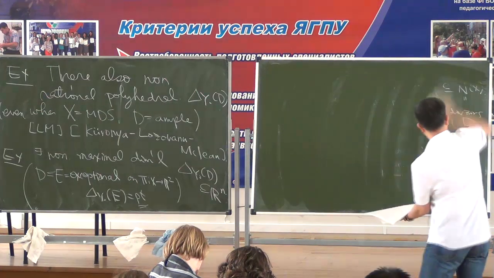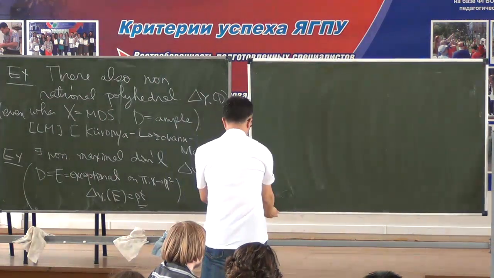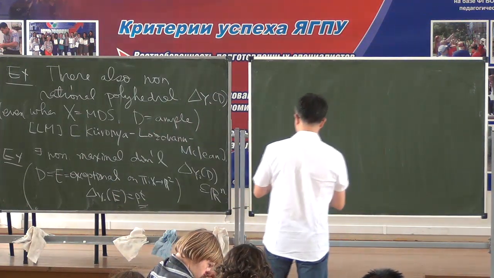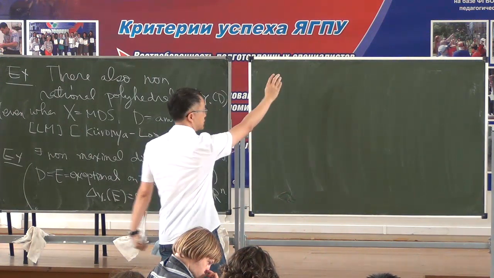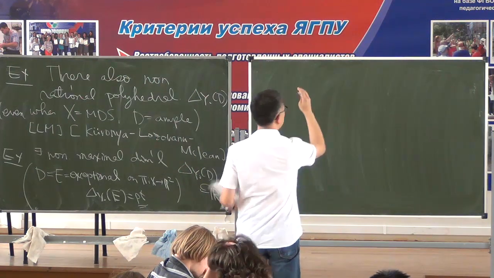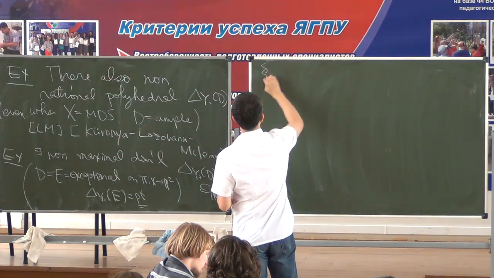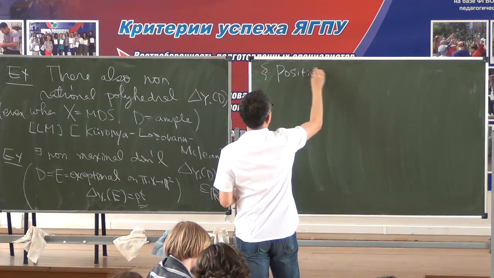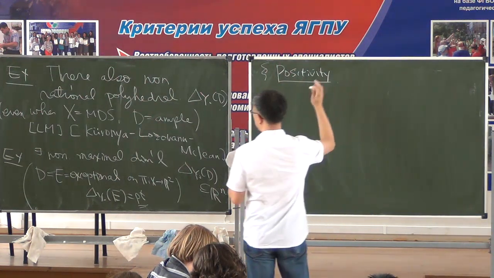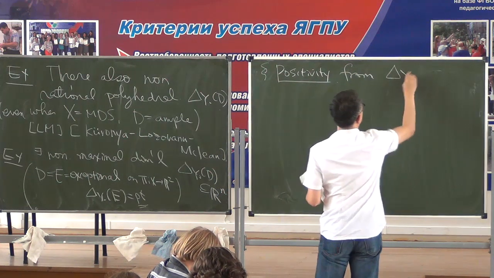Okay, so now, in the beginning of the lecture I listed some of the properties of the divisors. Since we know how to construct Okounkov bodies, let's extract some of the positivity properties of the divisors from the Okounkov bodies.